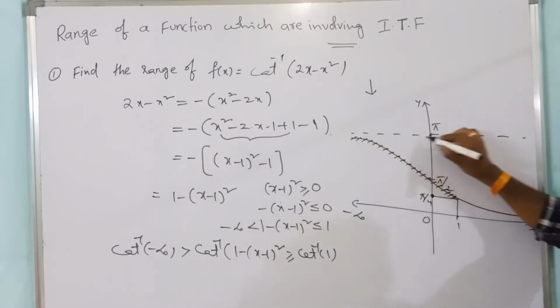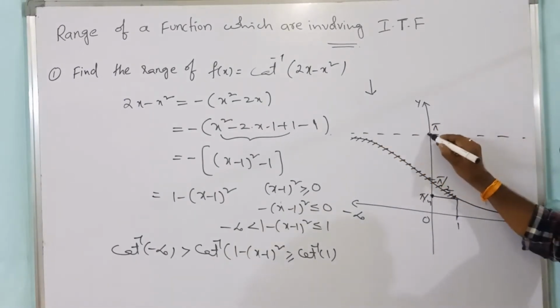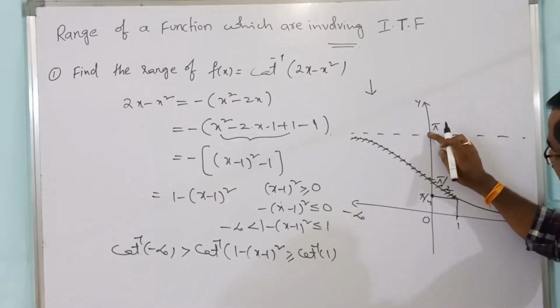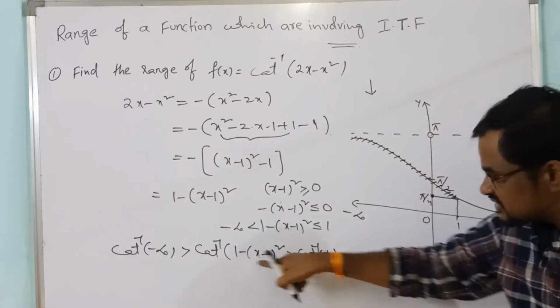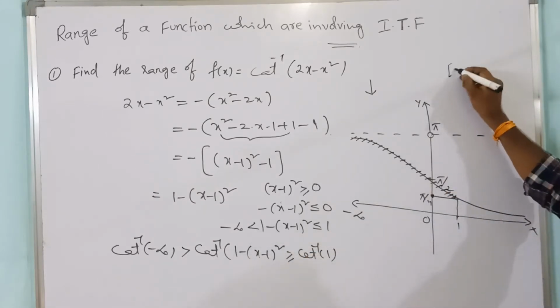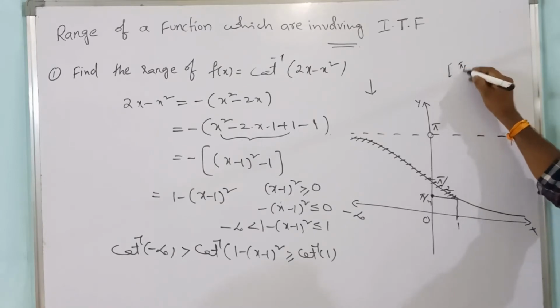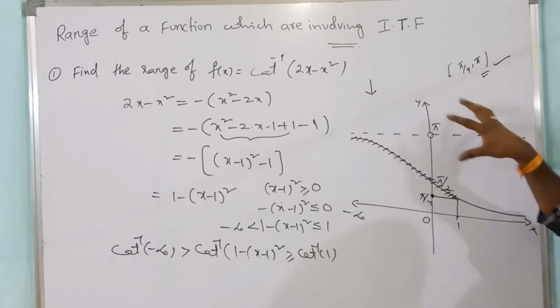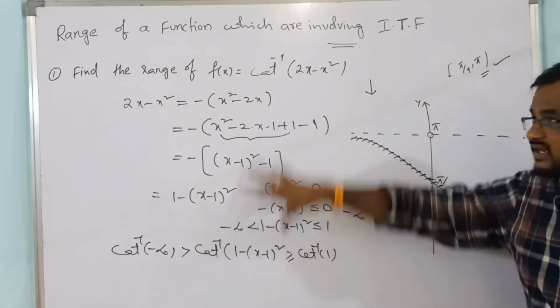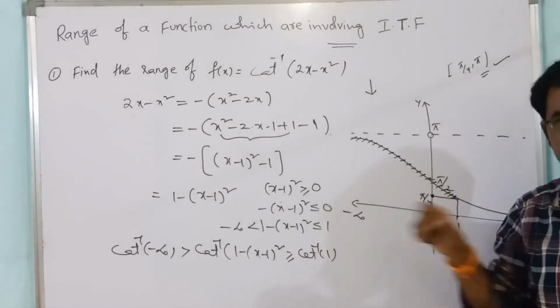But here pi we can't take because at pi cot does not exist. So that's why here we have to take an open circle. So cot inverse of this one exists from where to where? Closed interval pi by 4 to open interval pi. Like this, by the graph easily you can identify the range of this function. Right?